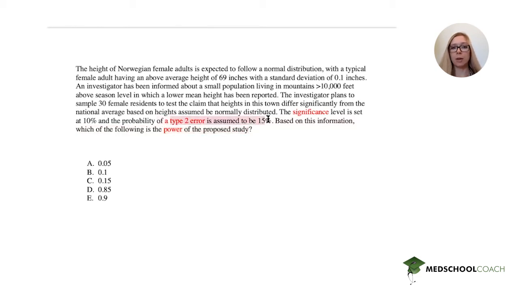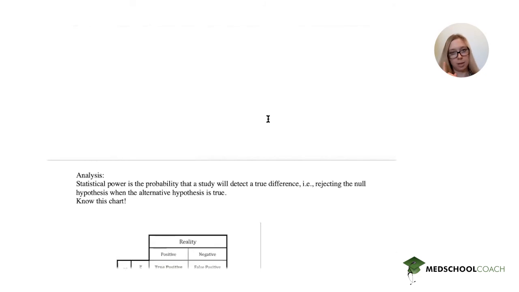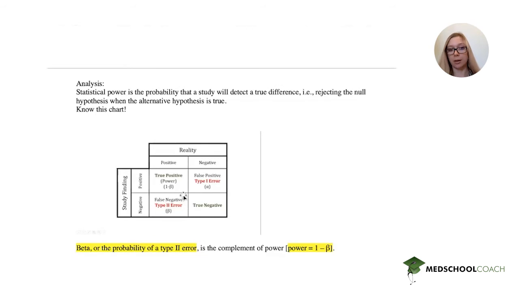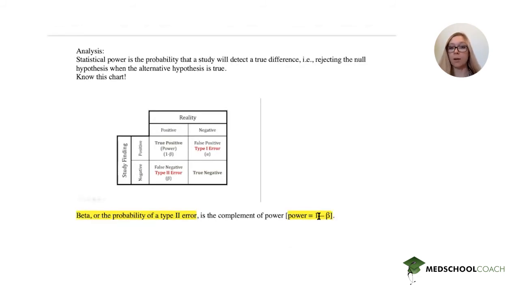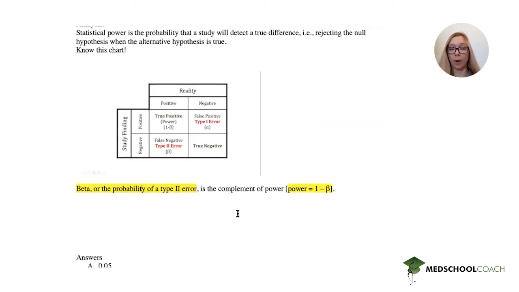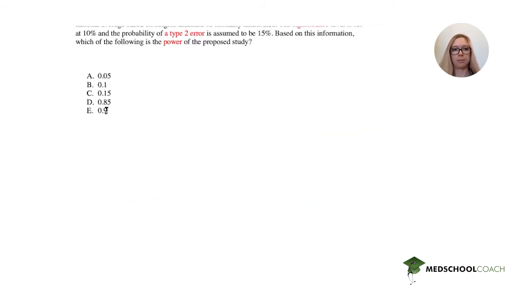So if our type 2 error is 15%, keep that in mind, so 0.15, that's our type 2 error. We know that the type 2 error is the same as beta. And what is power? Power is 1 minus beta. See where I'm going? So 1 minus 0.15 gives us 0.85. Which answer is that? Right here.